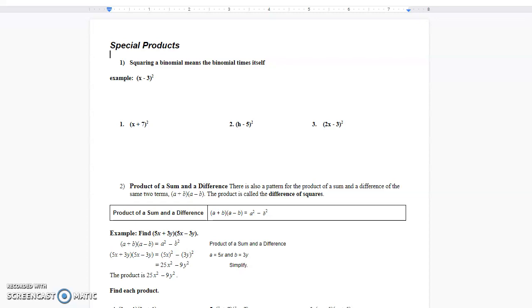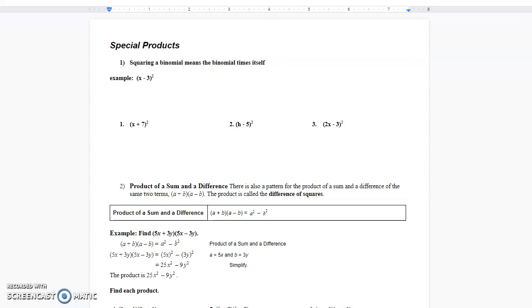Hi everybody, what's up? So this is a lesson about special products. There are about three different concepts within this lesson, and I am assuming you've done the multiplying FOIL lessons, multiplying binomial times binomial, from 2 weeks ago.